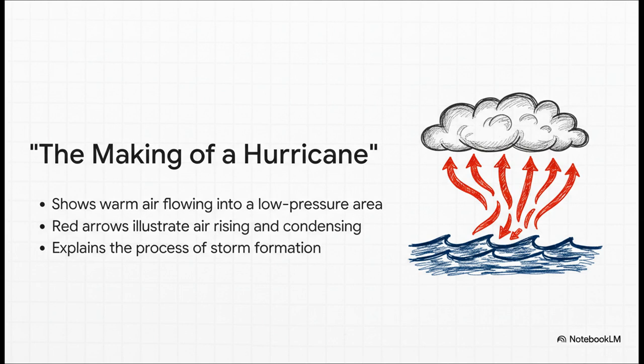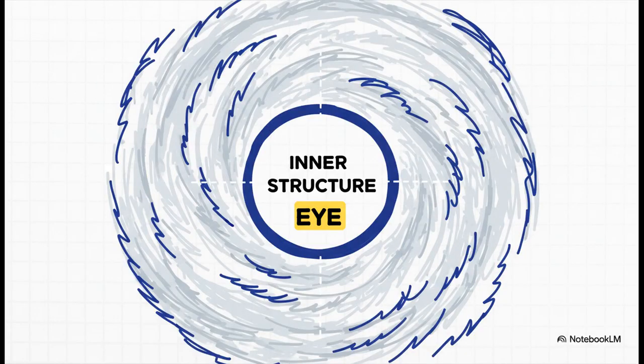And this is where diagrams get really cool. They can also act like an X-ray, right? They take you inside the storm to show you its structure, revealing that weirdly, famously calm eye that's sitting right in the middle of all that chaos.